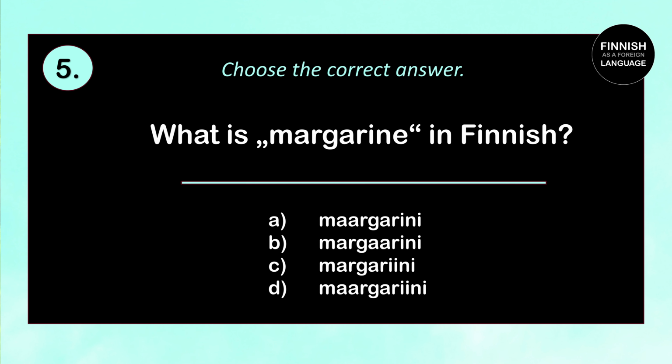Next one, spelling test. What is margarine in Finnish? All the options look very similar, so we gotta read carefully here. That's right. Answer C is the right one. It's margarini. Perfect. Next one.